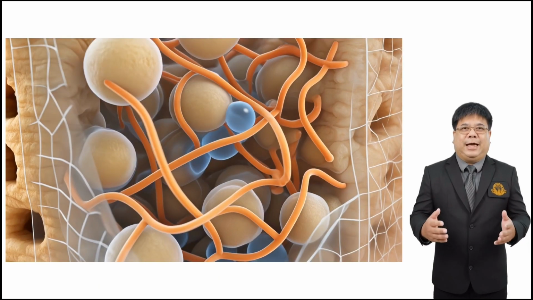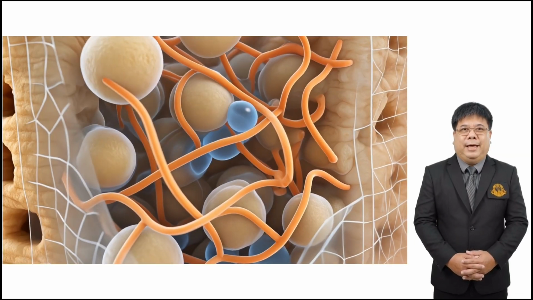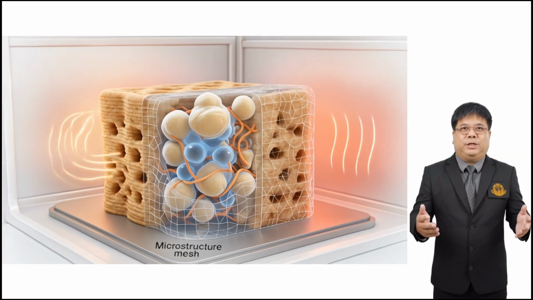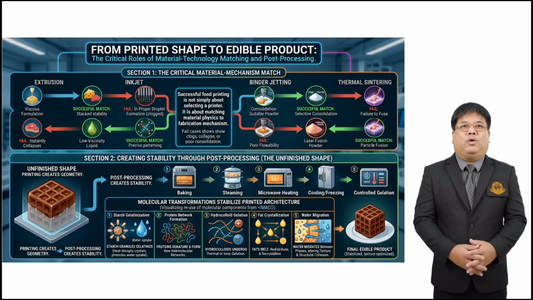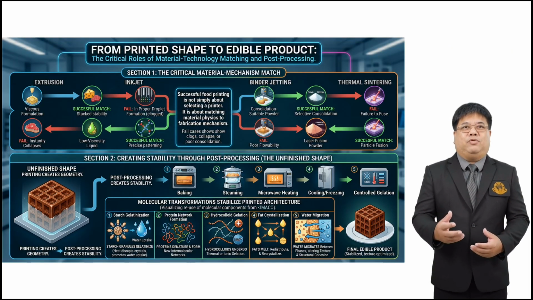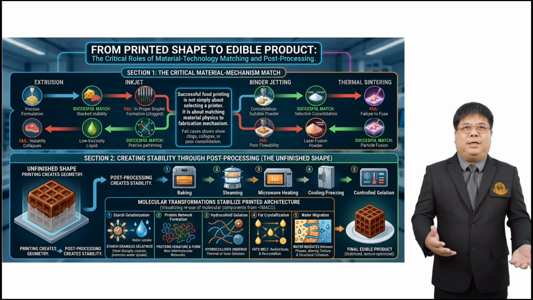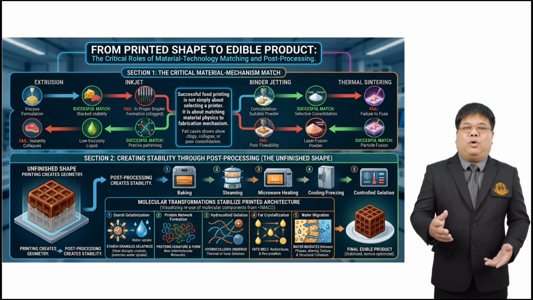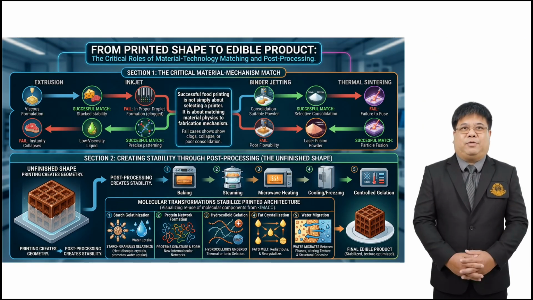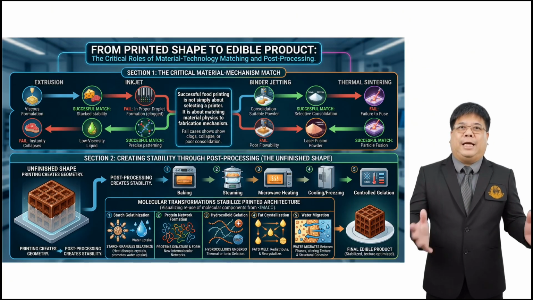Starch granules gelatinize as heat disrupts crystalline regions and promotes water uptake. Proteins denature and form new intermolecular networks. Hydrocolloids undergo thermal or ionic gelation. Fats melt, redistribute, and recrystallize. Water migrates between phases, altering texture and structural cohesion. These are molecular transformations, but they determine whether the printed food survives as a real edible product.